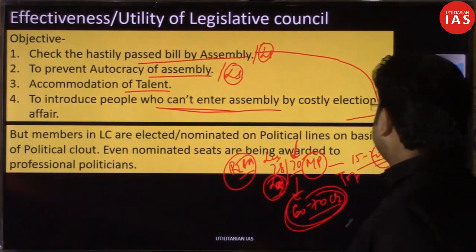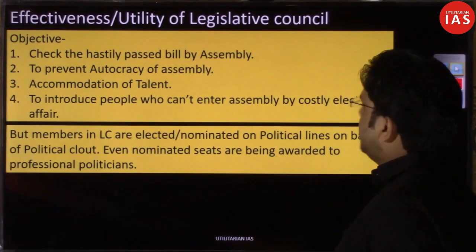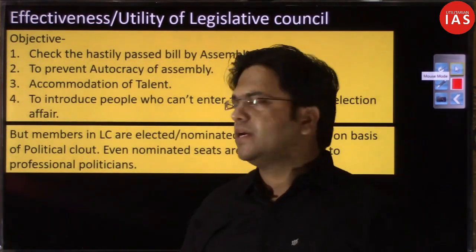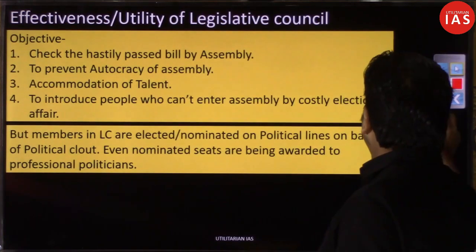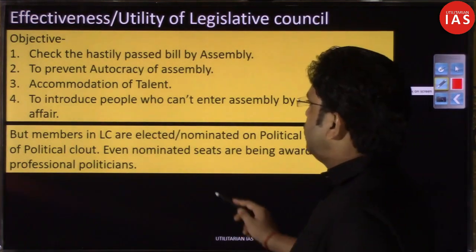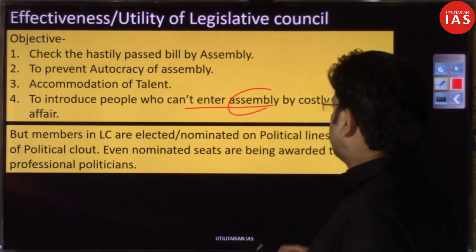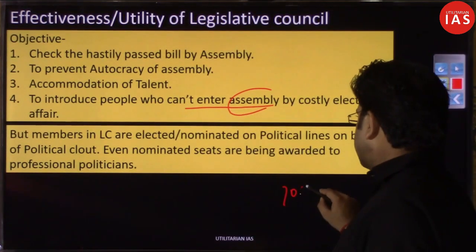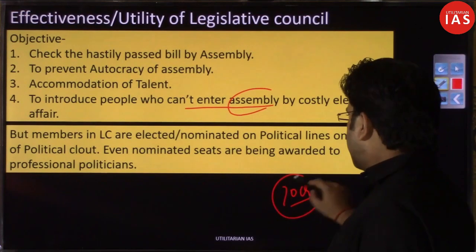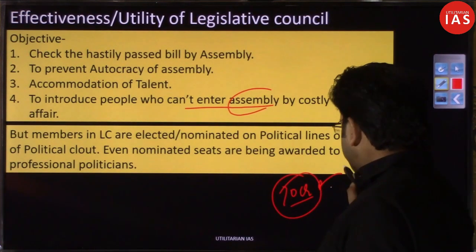So my point is that this election method, either at assembly level or the general election for the Lok Sabha, is a costly affair, and for people belonging to our class, that is middle and upper middle class, it is not at all possible to enter politics and get elected into the assembly when so much muscle power and money power has to go into the election.